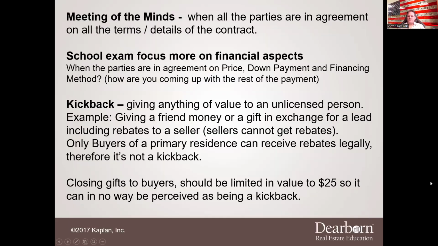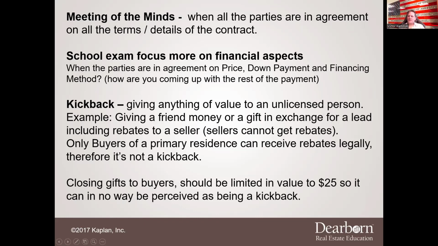So what is a meeting of the minds? Not the first time that we saw this slide. It's when all the parties are in agreement on all the terms and details of the contract. Once again, the school exam definition for a meeting of the minds is when the parties are in agreement on price, down payment, and financing method. How are you coming up with the rest of the funds?